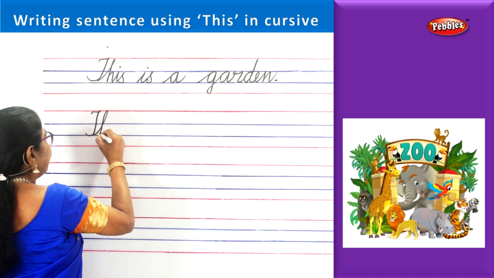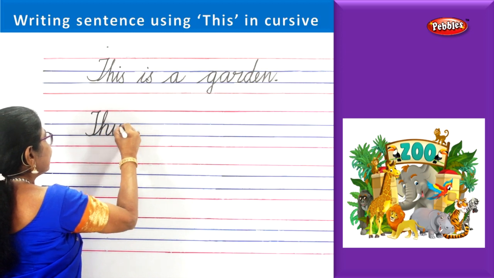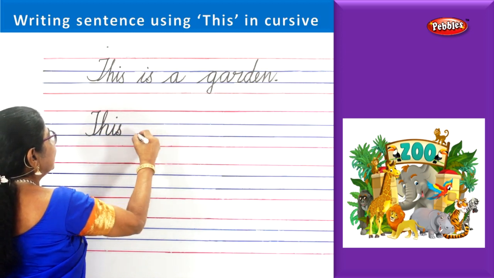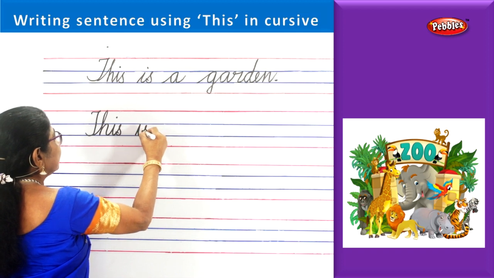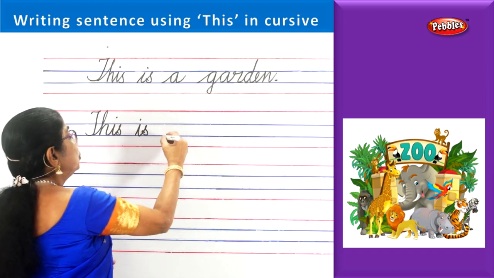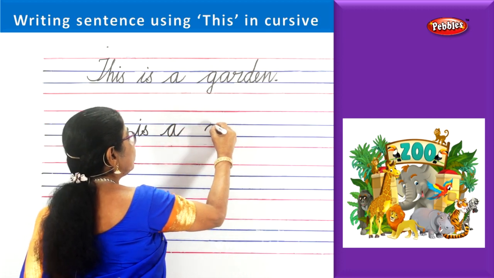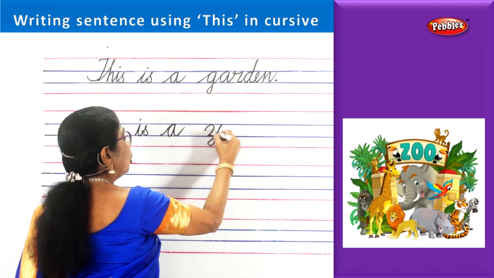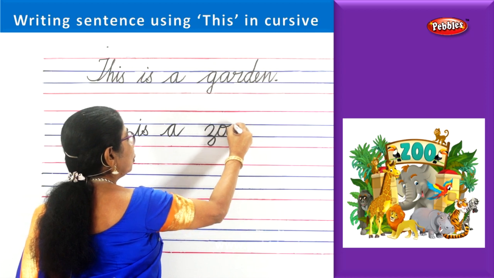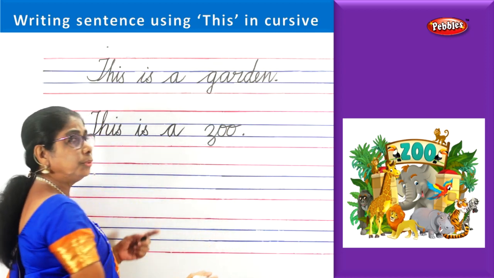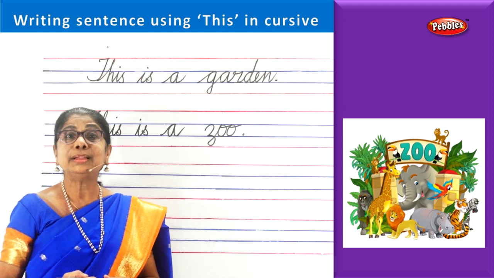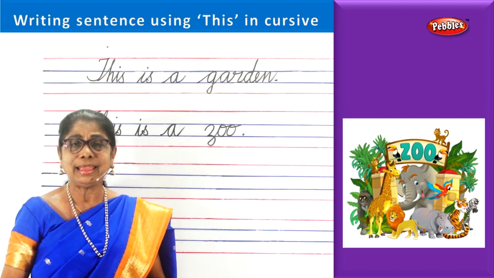This is a zoo. Z O O. Zoo. This is a zoo. Next.